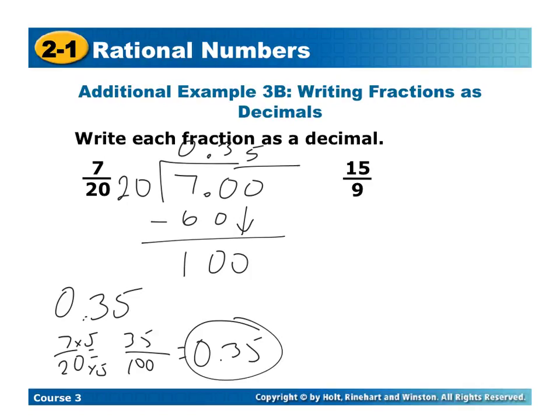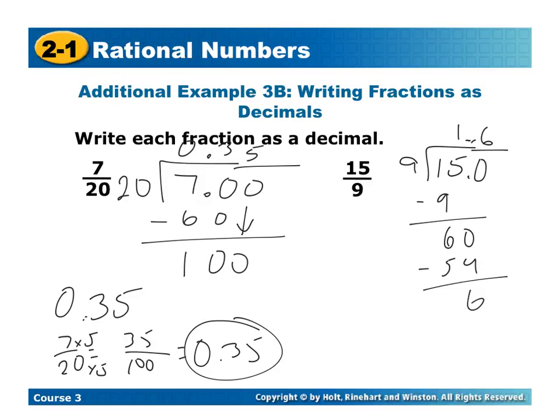Why don't you pause the video and try 15/9 on your own. Now, 15/9 won't work like the last one. You can't make it into a multiple of 10, 100, or 1,000 or so on. So we're going to use the division, because division always works. 9 goes into 15 once, with 6 left over. 9 goes into 60 6 times, which would be 54, which leaves a remainder of 6. So if you notice, that 6 is going to keep repeating, so we would put the bar over the 6.